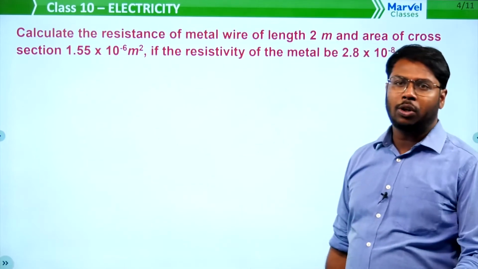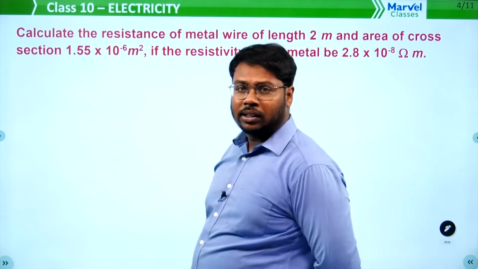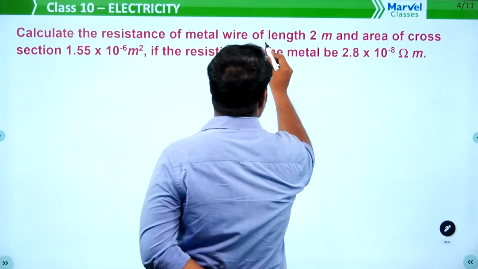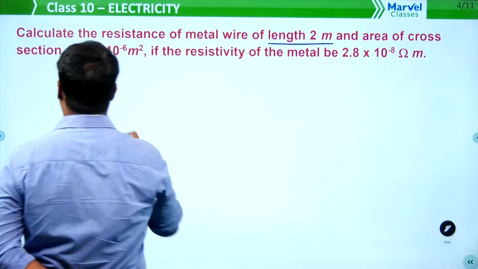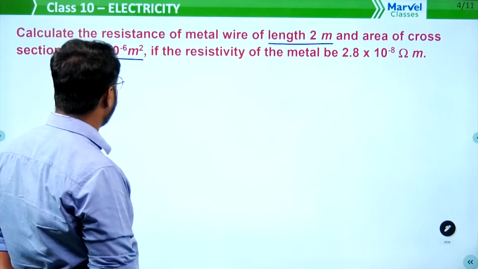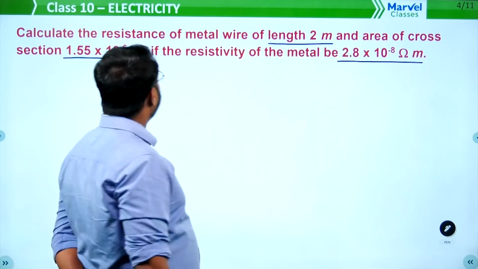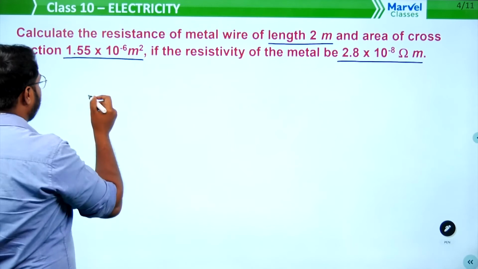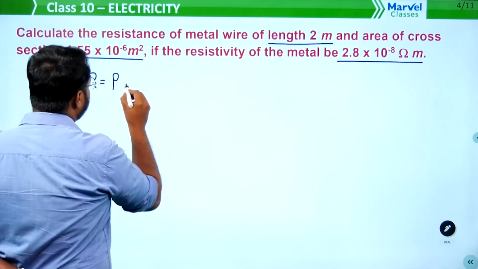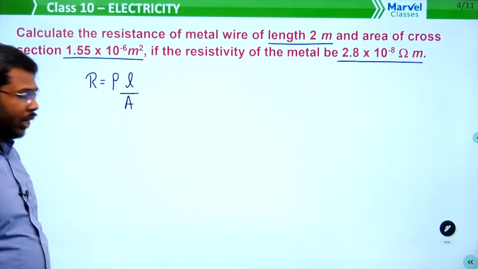See, this is a numerical problem. Calculate the resistance of a metal wire of length 2 meters and the area of cross section is 1.55 into 10 power minus 6 meters squared if the resistivity of the material is this. Okay, it's actually pretty straightforward. They are asking us to find the resistance, whereas the resistivity, length and area of the material is given.